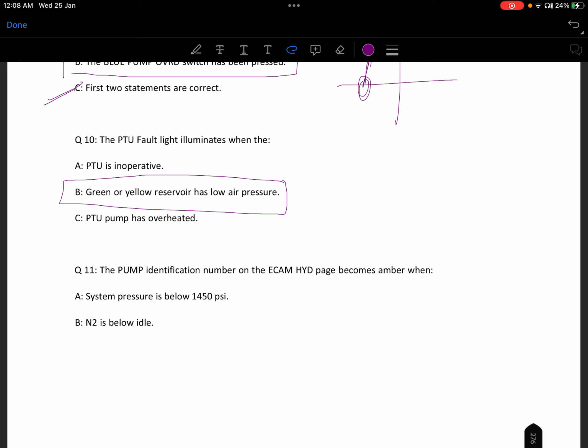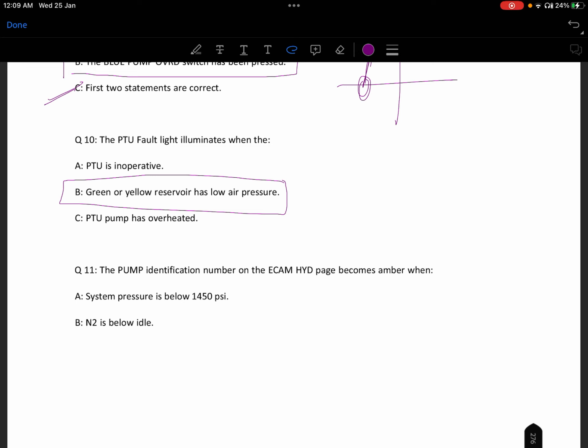Question number 11, the pump identification. You can use 1.25 or 1.5 playback speed because my rate of speech is low as I am explaining the questions, and it's a raw video, so please keep it in your limits or whatever you like. Question number 11: the pump identification number on the ECAM hydraulic page becomes amber.